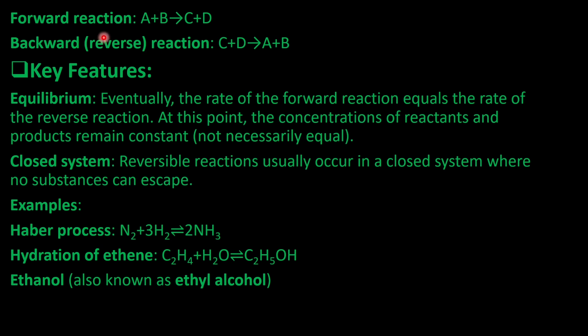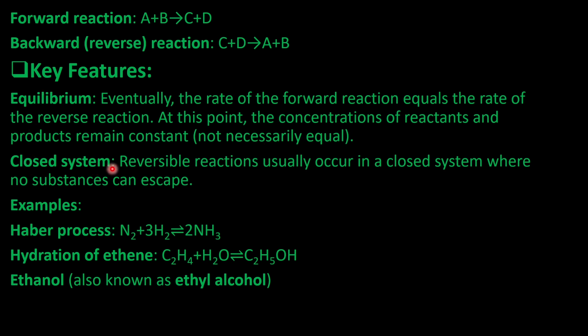For example, A plus B gives C plus D. Backward reaction, C plus D gives A plus B. So A plus B, the reactants, give products, and products give reactants. In key features, eventually the rate of the forward reaction equals the rate of the reverse reaction. At this point, the concentrations of reactants and products remain constant, not necessarily equal. So a phase is established where the rate of forward reaction is equal to the rate of backward reaction, and this state is called equilibrium.